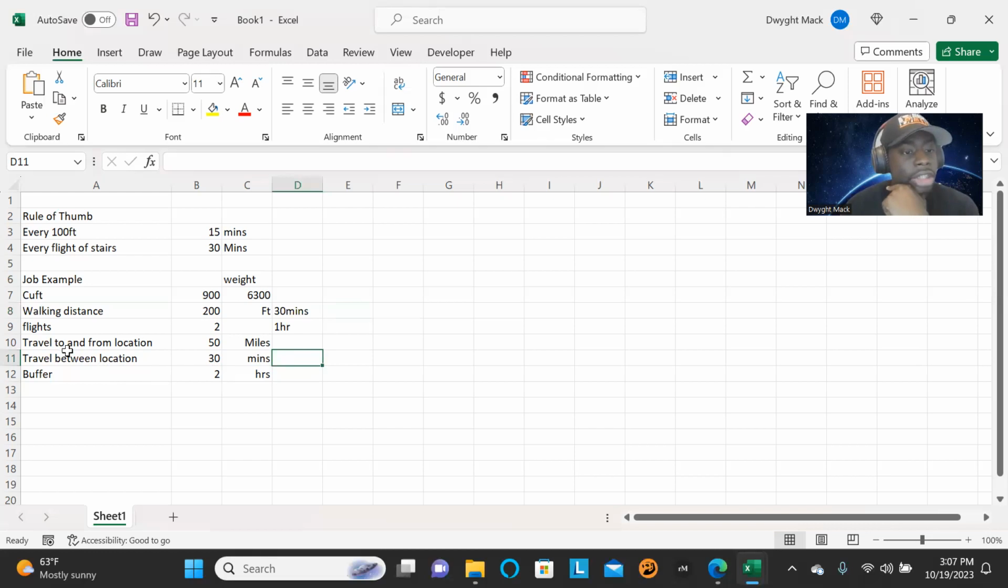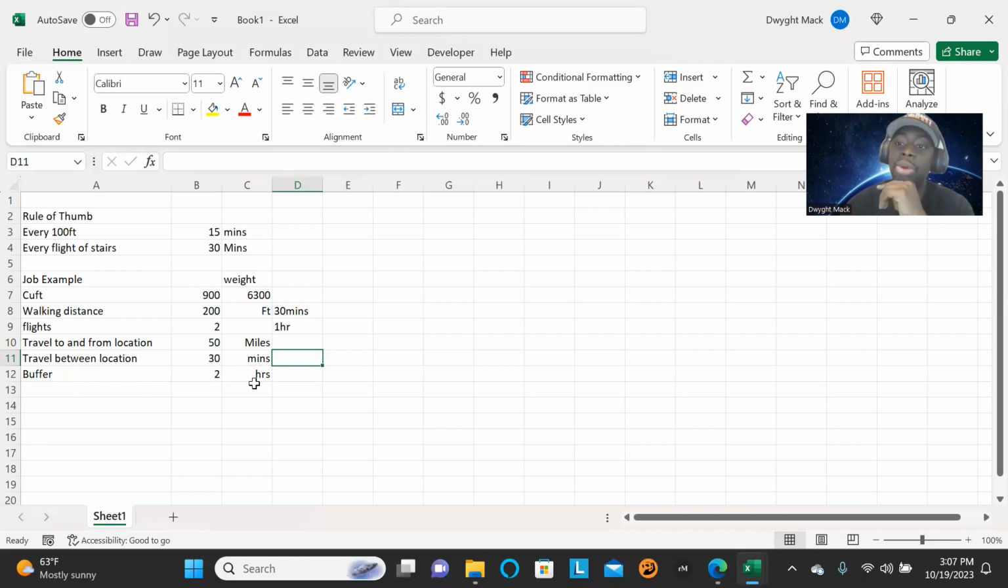And then the travel to and from the location is going to be 50 miles. Now, this is from your HQ to point A, and the destination, which is point B, back to HQ. So we're going to say that round trip right there is going to be 50 miles. And the travel between the location from point A to point B is going to be 30 minutes.